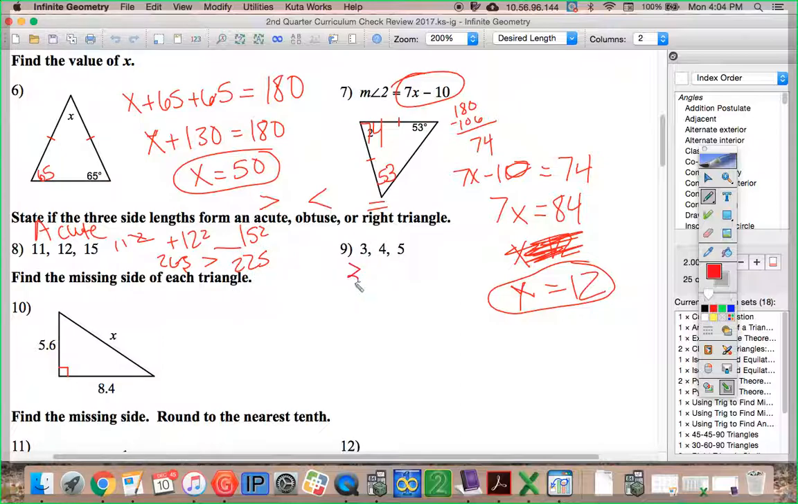So 3 squared plus 4 squared, compared to 5 squared. So that's 9 plus 16, that's 25. 5 squared is 25. Those are equal. This is right.